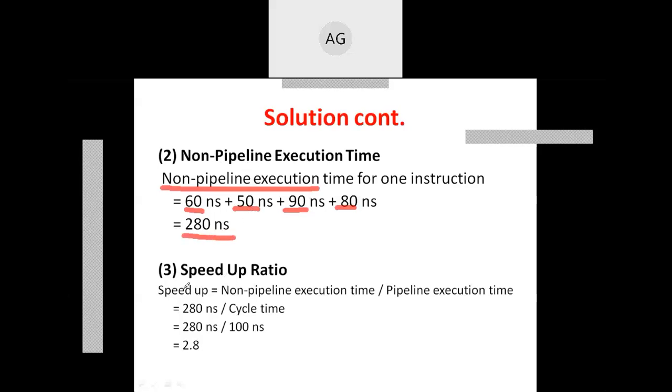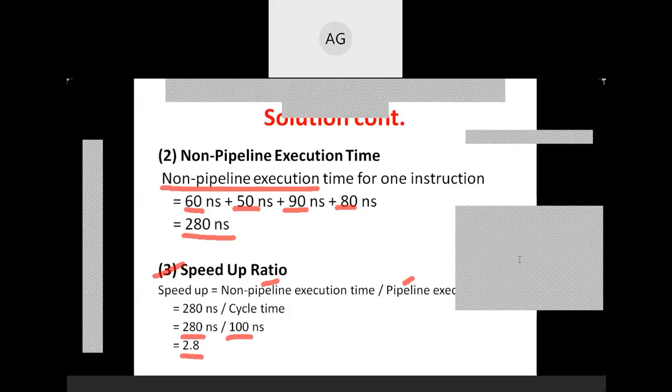So now we need to calculate the speed up. As we know, speed up is equal to non-pipeline execution time divided by pipeline execution time. So non-pipeline execution time we calculated as 280 nanoseconds, and the pipeline execution time we previously calculated as 100 nanosecond. So the speed up ratio is 2.8.